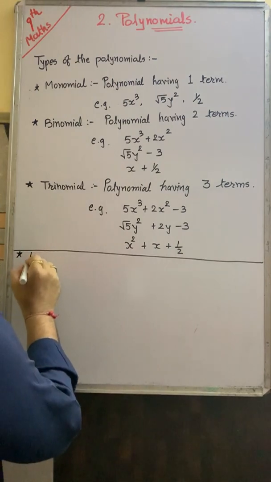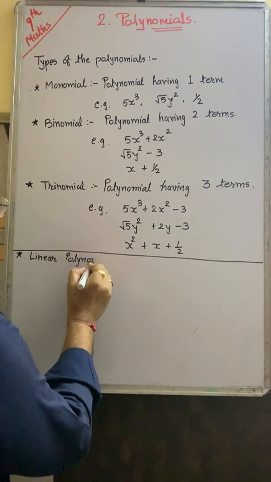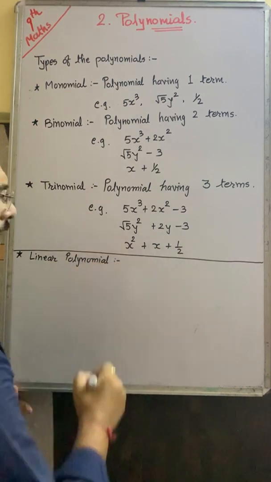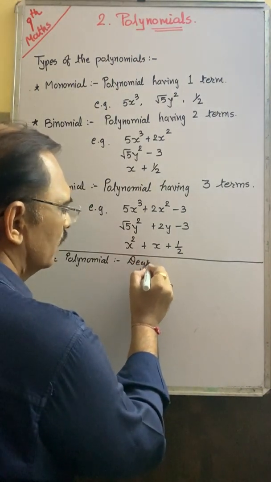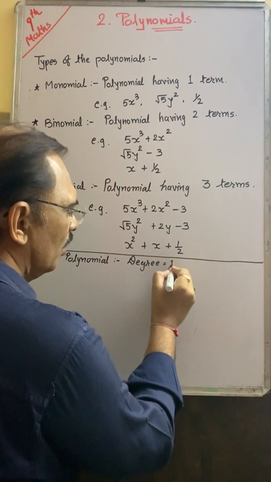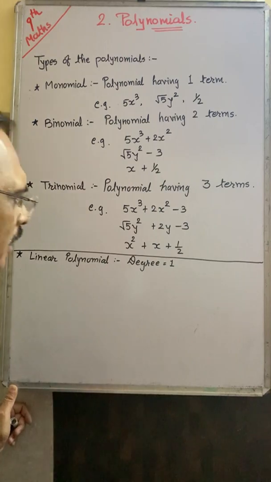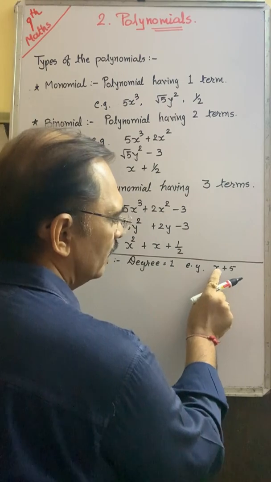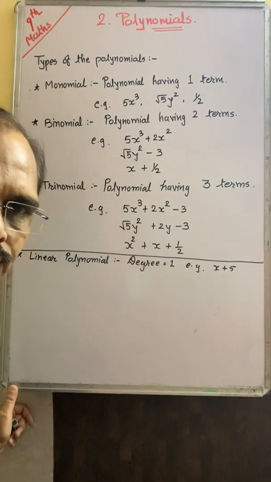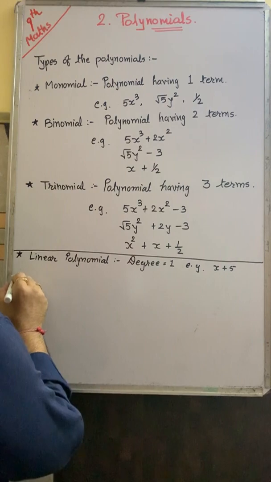First is linear polynomial. Linear means highest power 1, or in short we say degree 1. That algebraic expression or polynomial having degree 1, degree means highest power, then it is called a linear polynomial. As for example, x plus 5. X raised to nothing, that means 1. Okay, the highest power or degree is 1, so this type of polynomial is known as a linear polynomial.